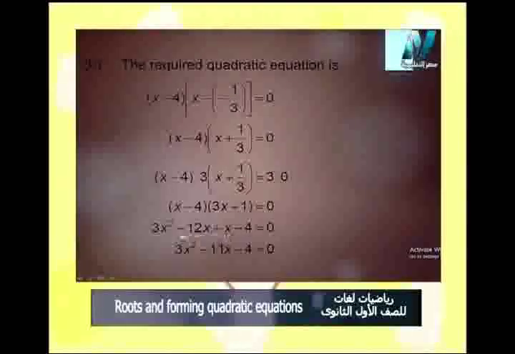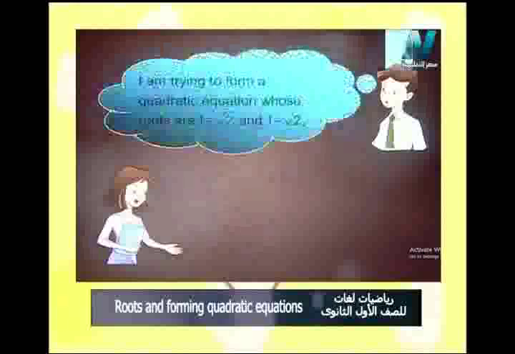And we add these two like terms. Now we have negative 12x and x, their sum equals negative 11x. So the resulting quadratic equation is 3x power 2 minus 11x minus 4 equals 0.